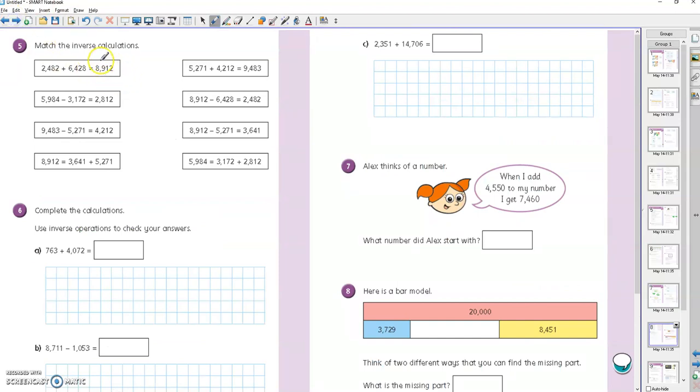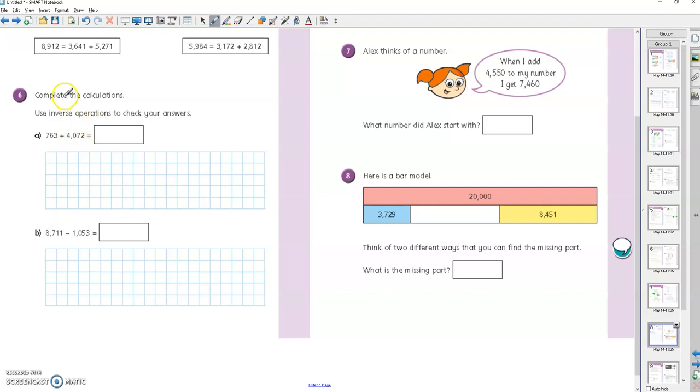Okay, this one again puts your knowledge to the test by trying to match the inverse calculations. You've got this addition calculation here, so there must be a subtraction that goes with it. Try to think where those same numbers are used. I'll give you the first one: you could do this one here. Then see if you can match up the rest. To check that that's the right answer, if you took away this one from it, you should hopefully get back to 2482.